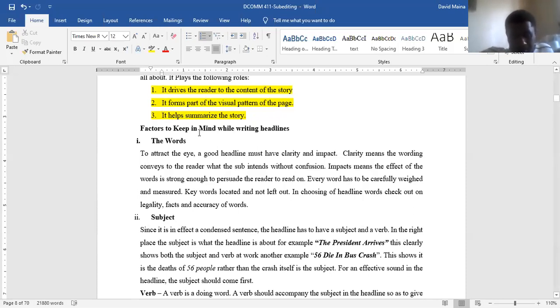So the best thing to summarize a newspaper, let me tell you, you can read the headline first, you read the headline and the lead. And the last part of the newspaper, your conclusion, you are good to go. The whole story uko nayo kwa fingertips.